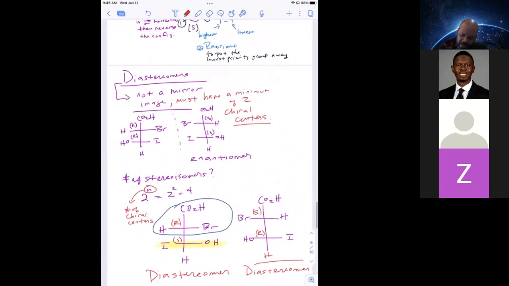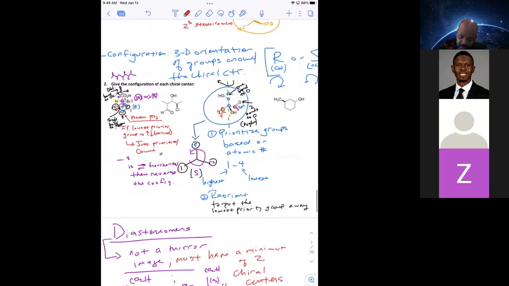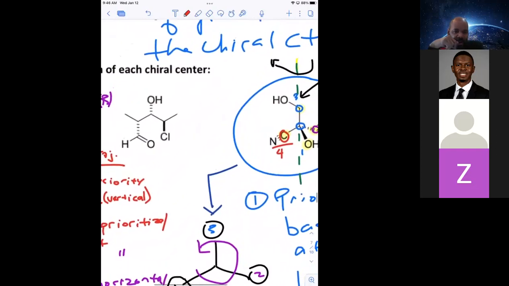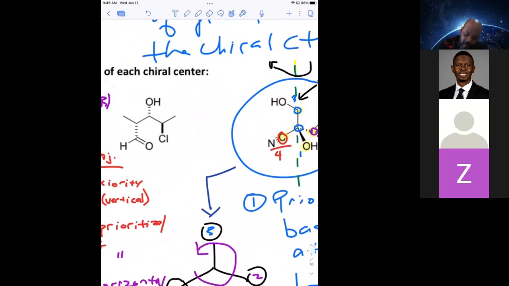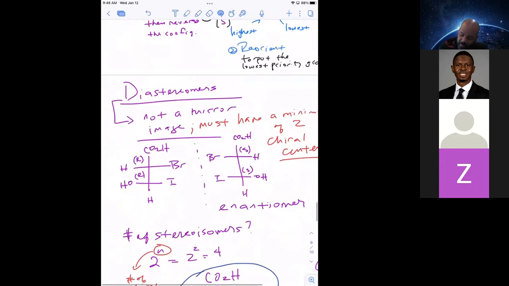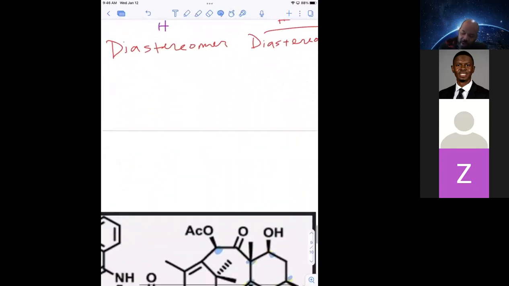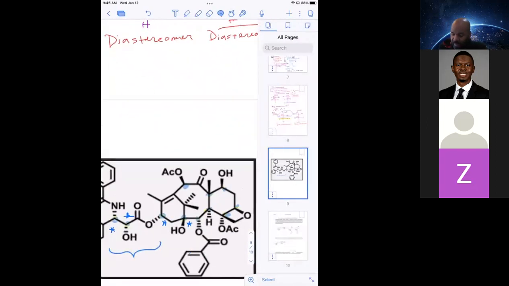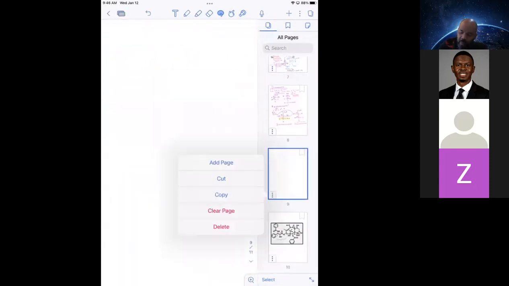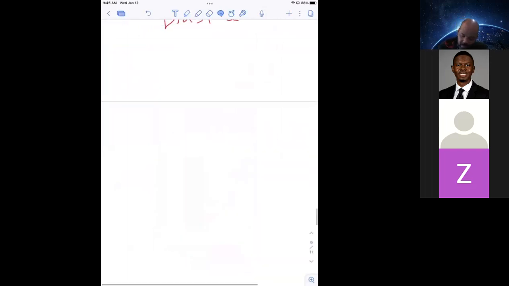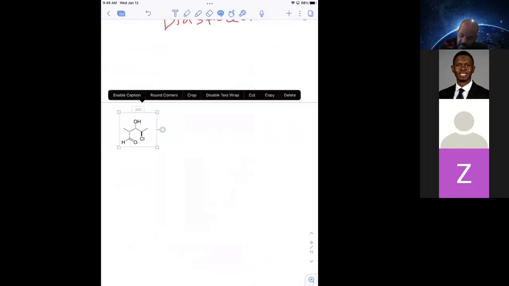Questions about that? Let's do this last one because it has 3 stereocenters. So what does that mean? How many stereoisomers are possible? 8. Good. Not knowing what you know now, what do you think those 8 are going to be composed of? You're going to have some enantiomers mixed in with what? Some diastereomers. Yeah.